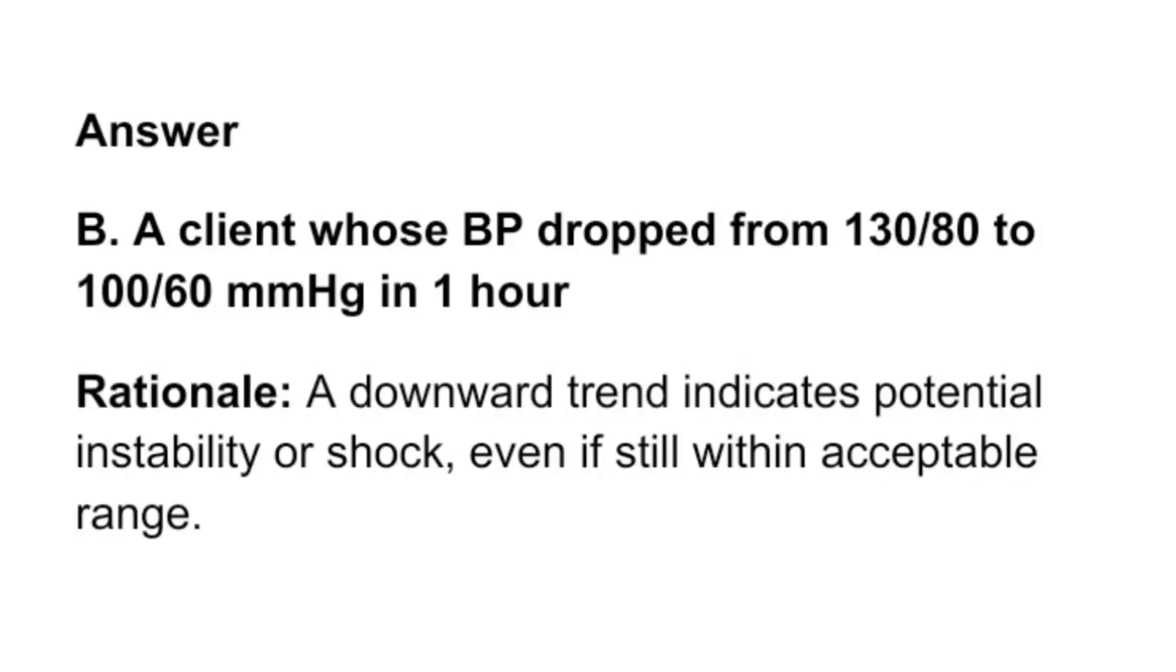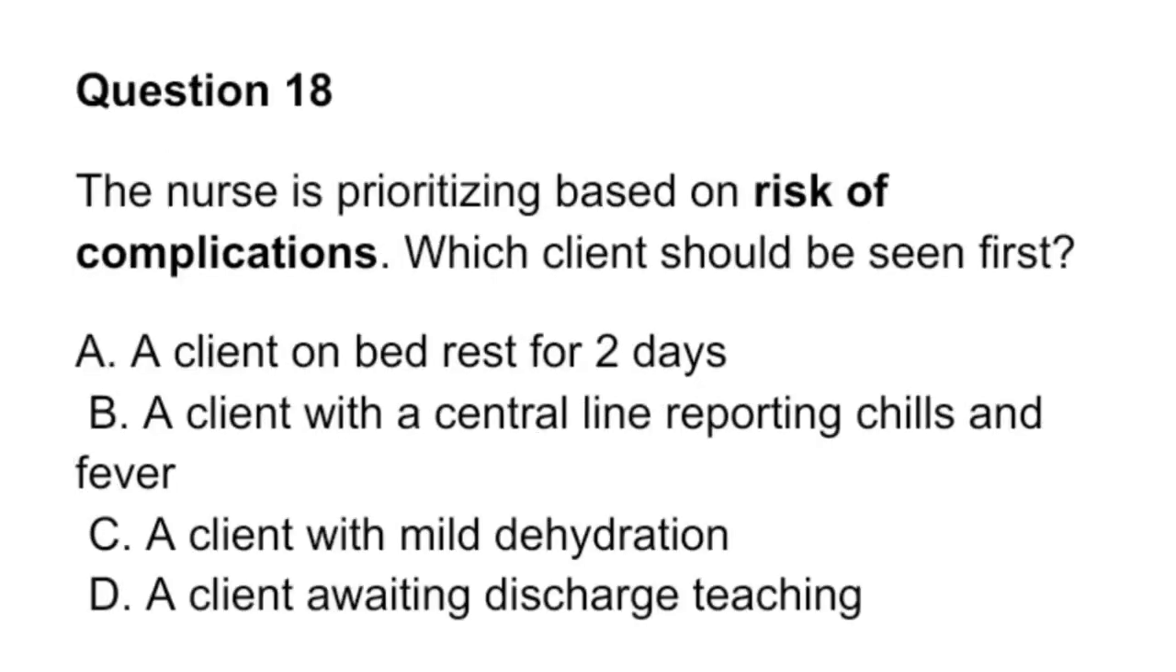Answer: B, a client whose BP dropped from 130/80 to 100/60 millimeters mercury in 1 hour. Rationale: a downward trend indicates potential instability or shock, even if still within acceptable range. Question 18. The nurse is prioritizing based on risk of complications. Which client should be seen first?